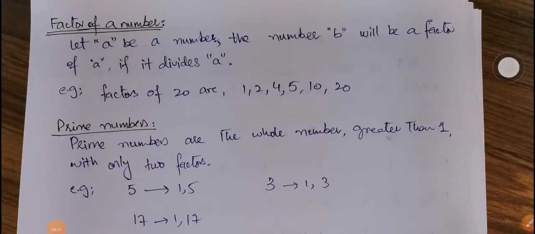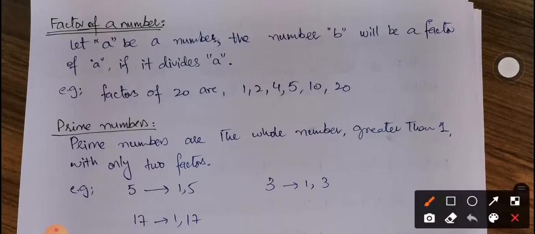Next we have the definition of a factor of a number. Let a be a number, then the number b will be named as a factor of a if it divides a. So if b divides a, then b is a factor of a. For example, the factors of 20 are 1, 2, 4, 5, 10 and 20 because all these numbers can divide 20 easily. 20 is divisible by 1, 2, 4, 5, 10 and 20. So these are the factors of 20.